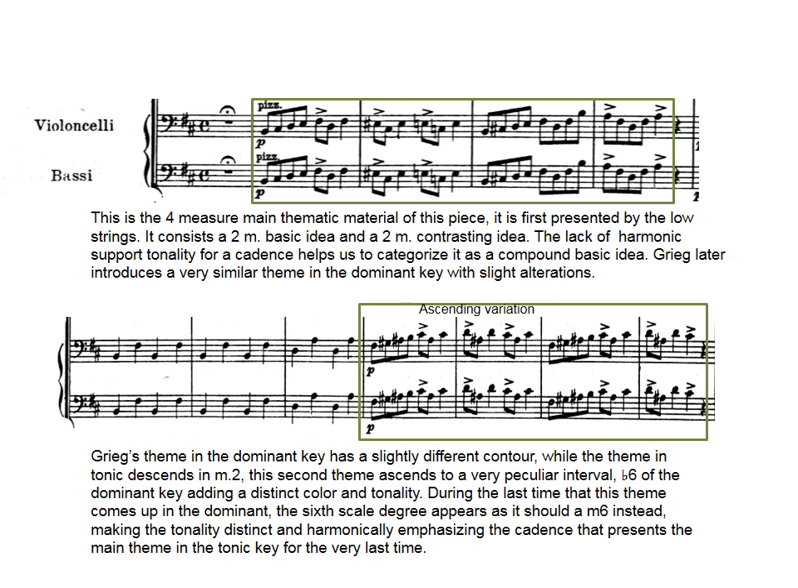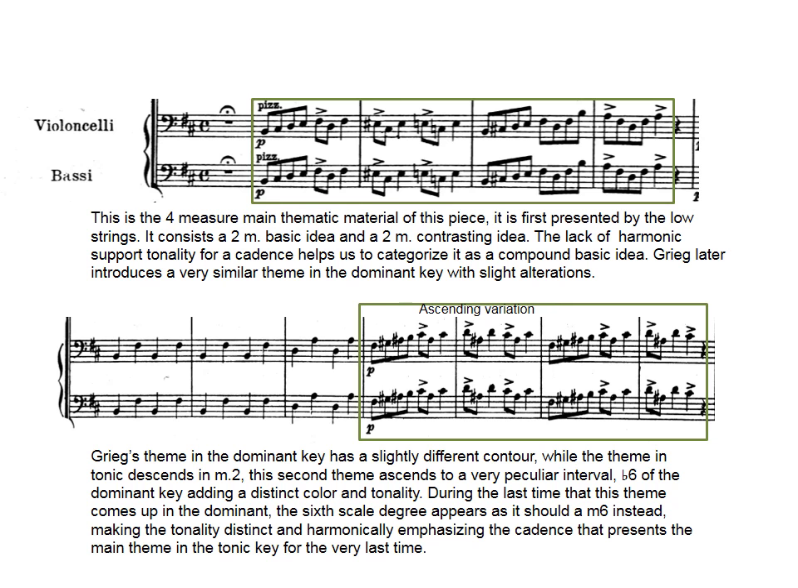So, this is what I just played on the piano, and you can see that the last 2 bars, which would be your contrasting ideas, don't really cadence, which is why I just called it a compound basic idea. You can also see that there's a lack of harmonic support and tonality for a cadence, and thus I categorized it as just a compound basic idea. The second theme is essentially the same thing, but it's just transposed to the dominant key.